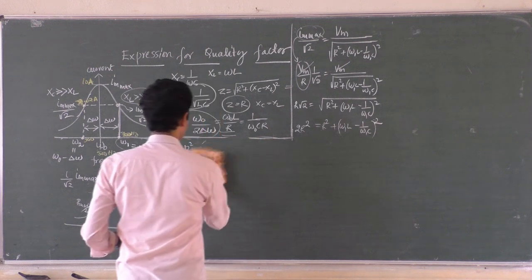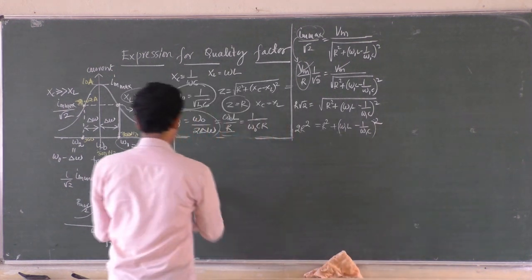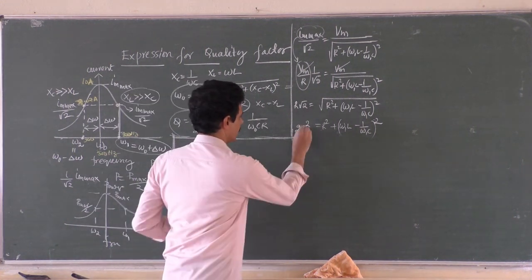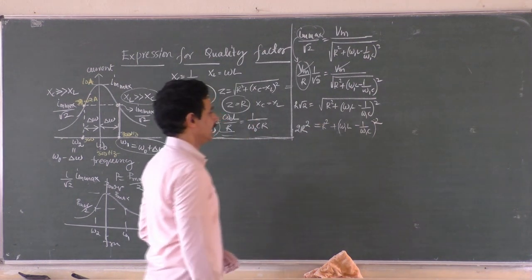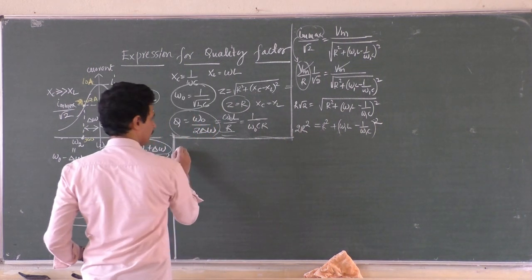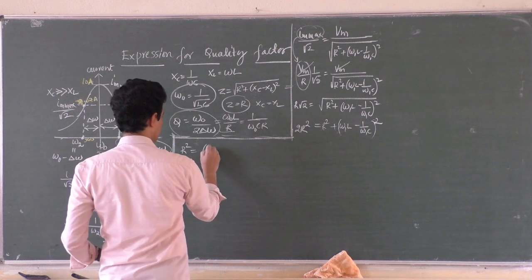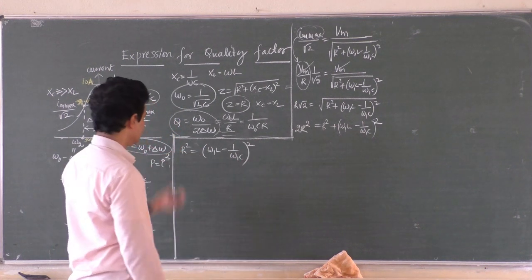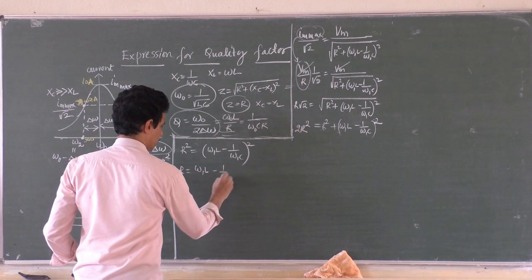Now I will rub this and make myself some room here, and then I will continue. This is of course 2R square, equal to R square plus (omega 1 L minus 1 by omega 1 C) whole square. Now we bring this R square here. 2R square minus R square, that is R square, is equal to (omega 1 L minus 1 by omega 1 C) whole square. Get the square root. R is equal to omega 1 L minus 1 by omega 1 C.